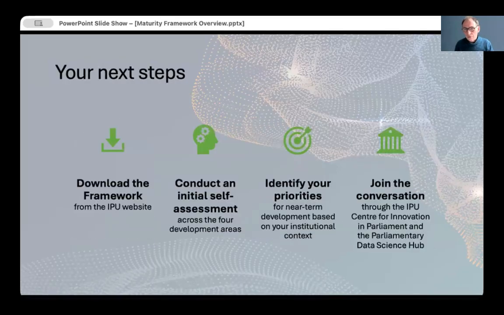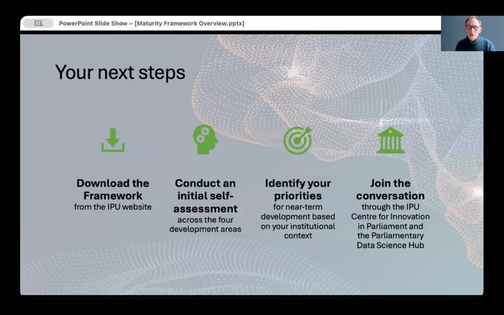And finally, how can you use the framework? How do you go about doing this? Well, download it, conduct a self-assessment, identify your priorities. Don't try and do everything at once. Do the things you see you've got the resources and the skills and the data in place to do.